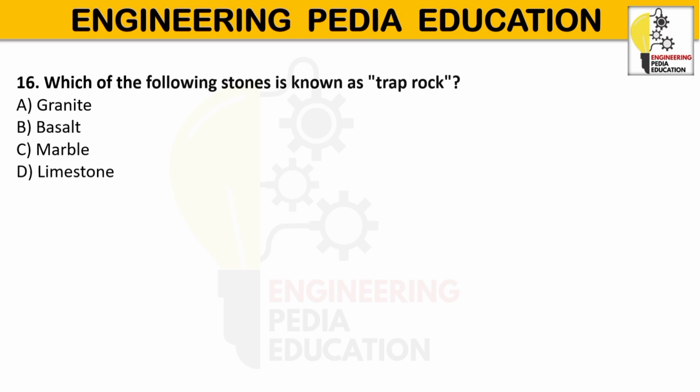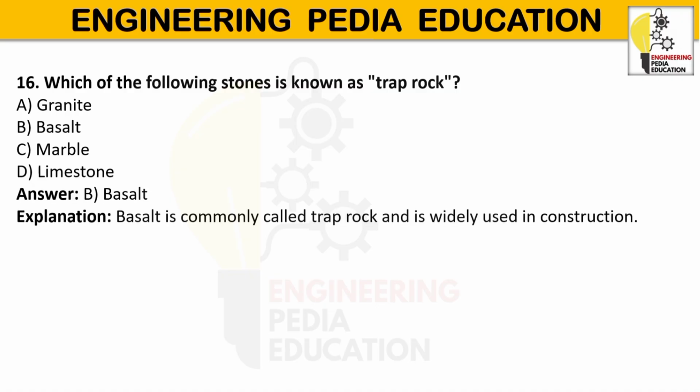Which of the following stones is known as trap rock? Granite, basalt, marble, limestone. Basalt is commonly known as trap rock and is widely used in construction. Trap rock is a hard, dense, fine-grained igneous rock, usually basaltic in composition. The term trap comes from the Swedish word trappa, meaning stairs, because these rocks form step-like hills.